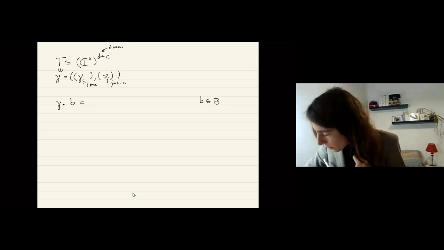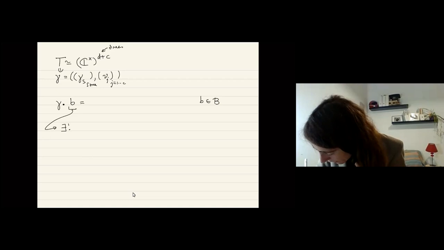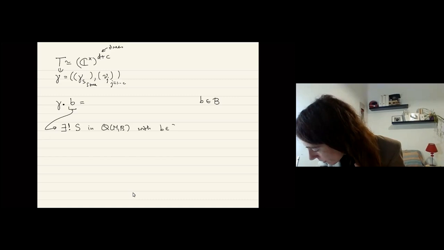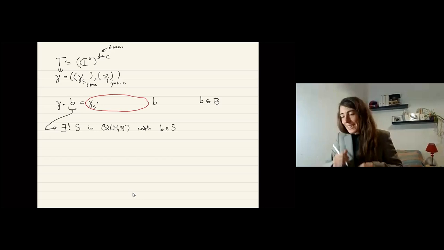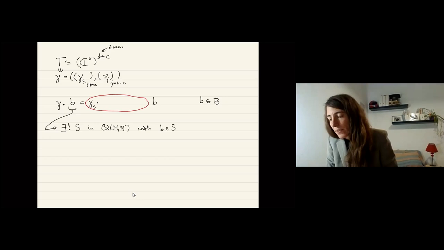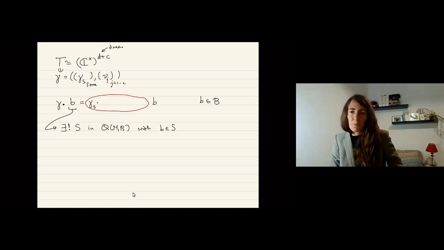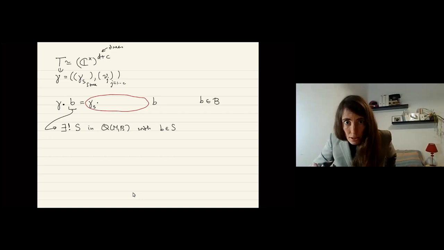So as I said, for B there exists a unique tree in the coefficient quiver Q_B with B in S. And then gamma is just going to rescale B by something. The first D copies of C star just rescale B by gamma_S, so that's the entry corresponding to the tree to which B belongs. And then the nu_J's, I'm deciding how much I want to say. Let me try to say something, let's see how it goes.